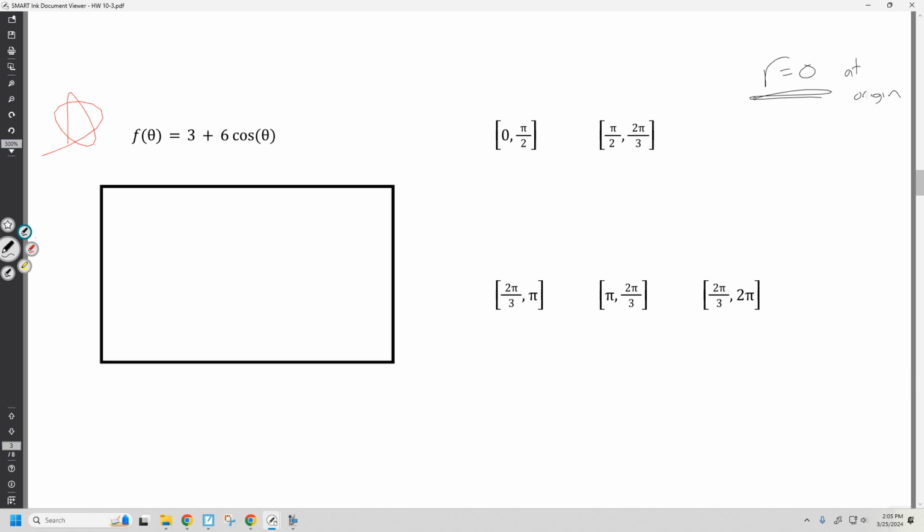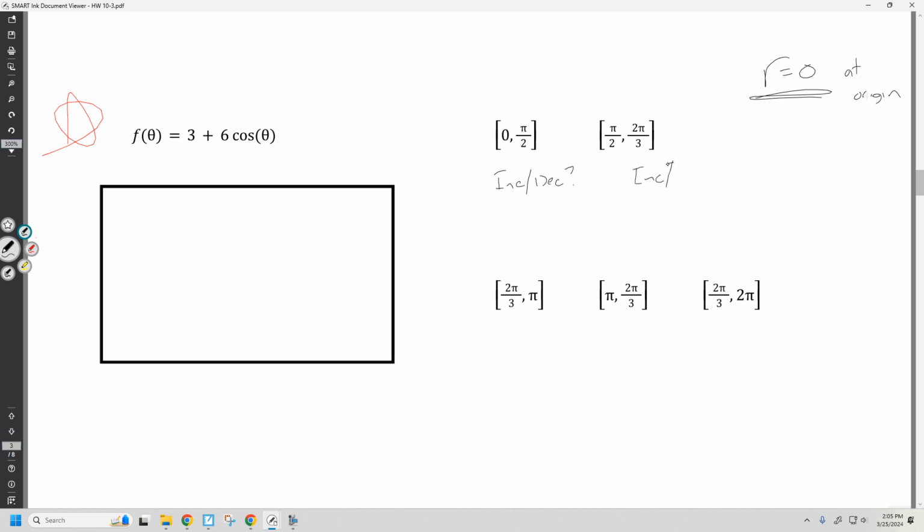It's closer to pi over 2 than it is to pi. It's 60 degrees away from pi. It's 30 degrees away from pi over 2. Increasing or decreasing? That's the question. For all of these.